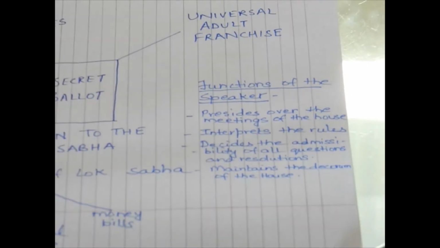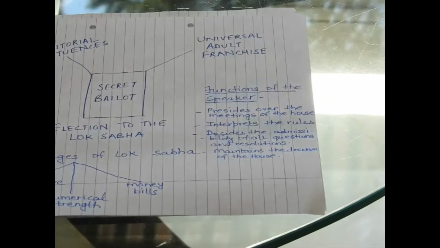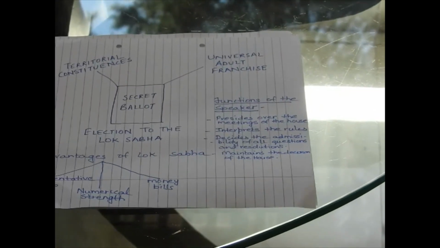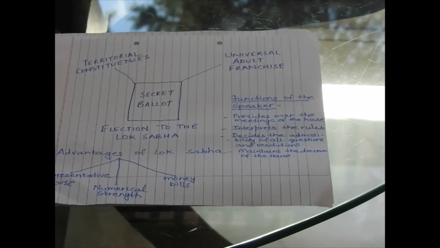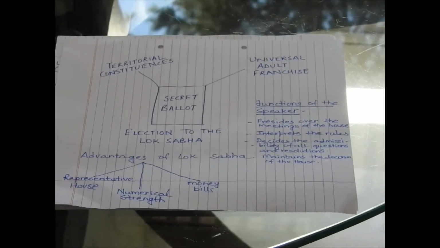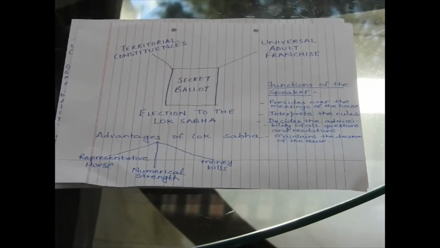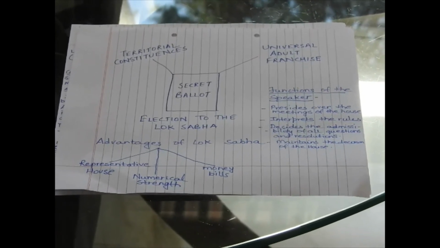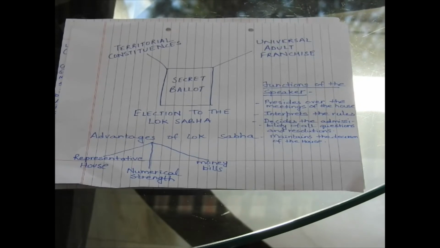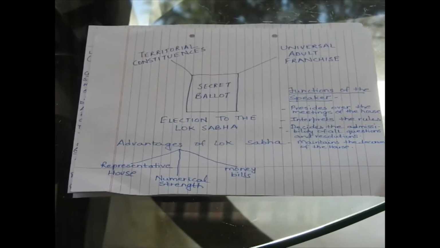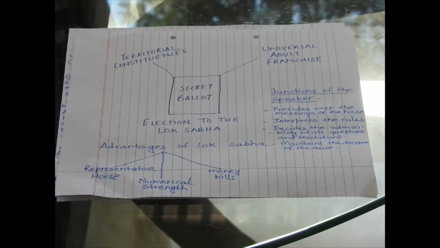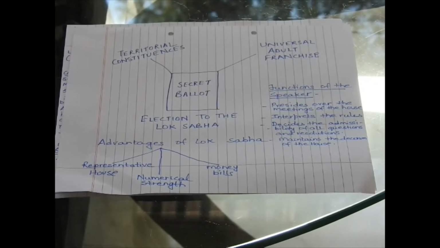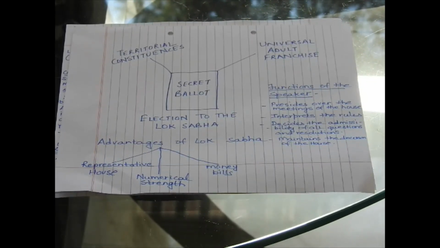The speaker decides the admissibility of all questions and resolutions. He decides the admissibility of a motion of adjournment. He puts the issues to vote and announces the results. The speaker does not vote in the house, but when there are equal votes on both sides, that is the treasury benches and the opposition, then the speaker casts his vote, which is known as a casting vote. The speaker decides whether a bill is a money bill or an ordinary bill.